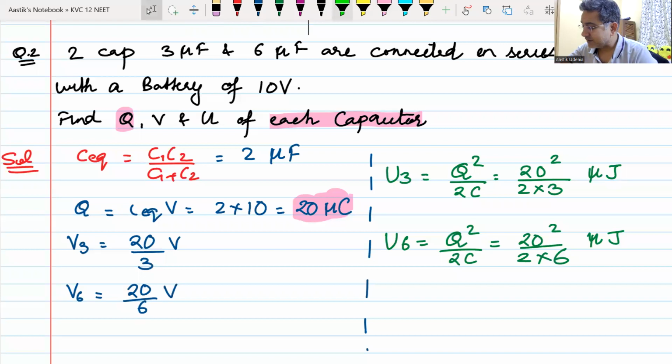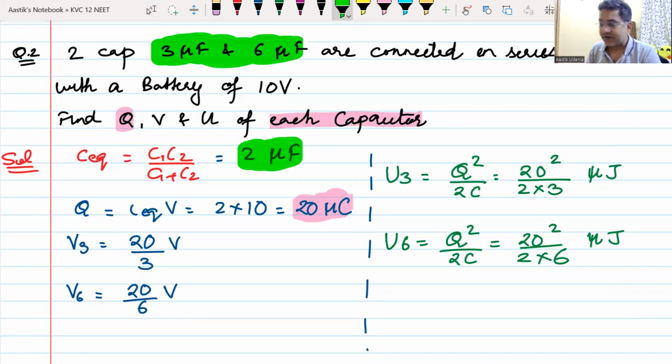One more example here. Two capacitors, 3 microfarad and 6 microfarad, are connected in series. When I calculated their effective capacitance, it was coming as 2 microfarad, which is less than 3, which is less than 6. So whenever you connect capacitors in series, the equivalent capacitance will always be less than all of the capacitors. In fact, it is less than the smallest one. Do we understand this, or do you need more explanation?